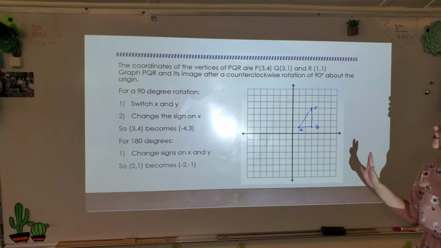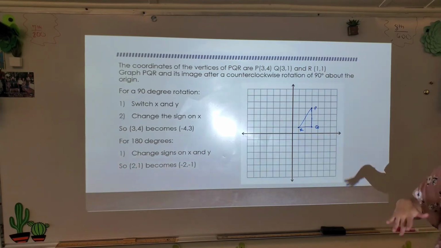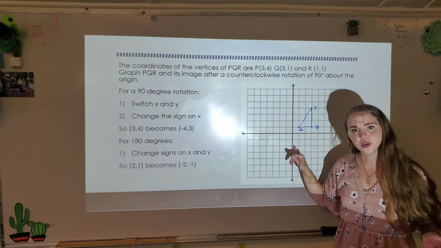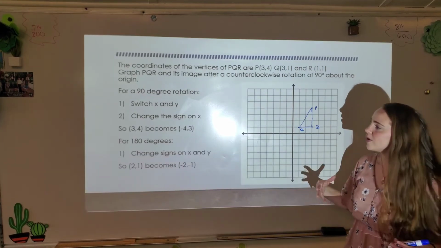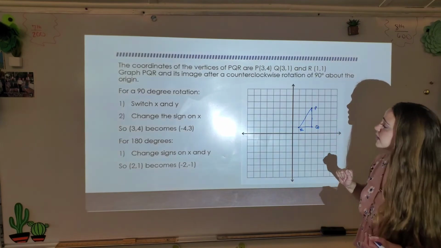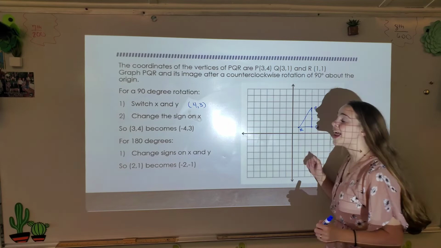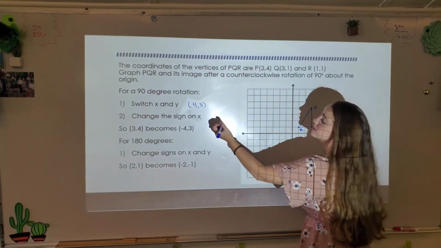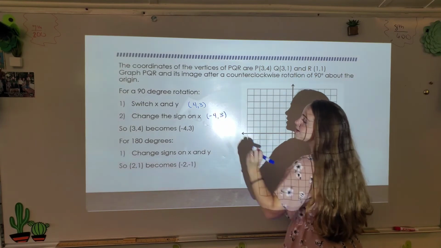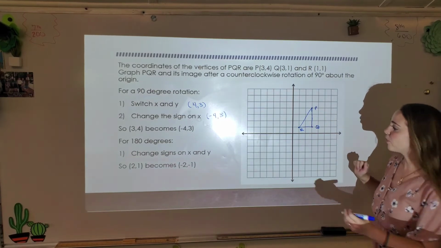And they say to rotate it counterclockwise 90 degrees about the origin. So that's kind of what's understood, that it's about the origin and that it's counterclockwise. So when they say rotate 90 degrees, switch X and Y. So 3, 4 becomes 4, 3. Right? And then after you switch X and Y, change the sign on X. It was positive, now it's negative. So your new P is going to be at negative 4, 3.